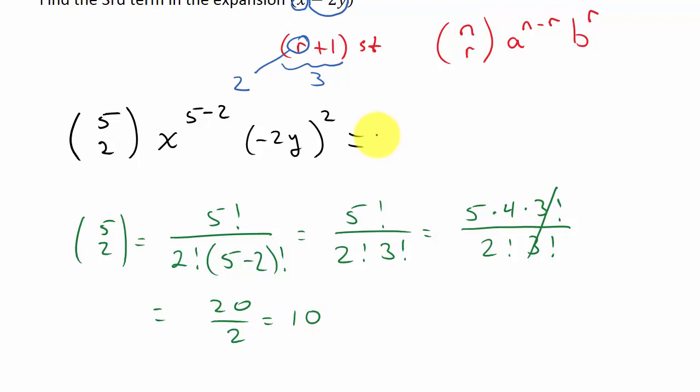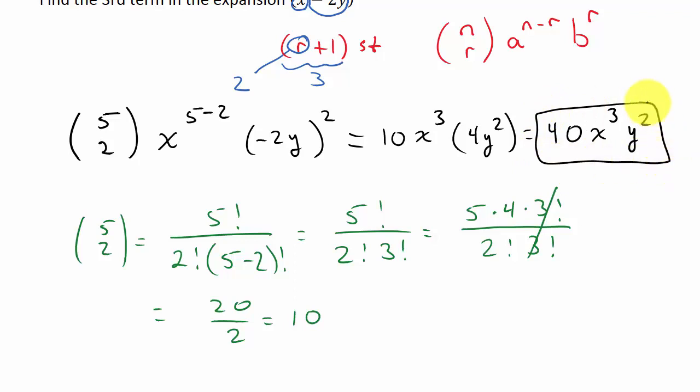And so that's going to be 10x cubed times negative 2y squared. Well, negative 2y times negative 2y is 4y squared. And so I get 40x cubed y squared. And that would be the third term in the expansion.